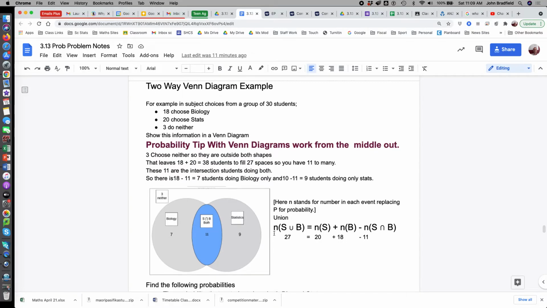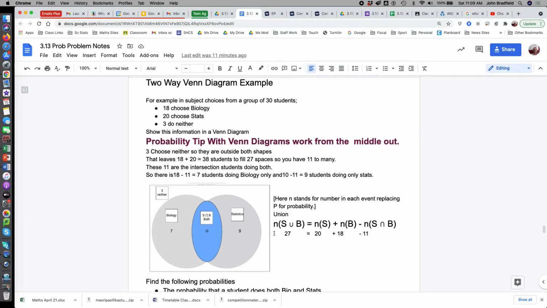But Venn diagrams are a good visual. Here's an example, sticking with the subject theme. 30 students selected from, let's say, year 13 this year. Out of those, 18 are doing bio, 20 are doing stats, and 3 have rudely chosen to do neither. Actually, there's quite a few rude students there. So show this on a Venn diagram.